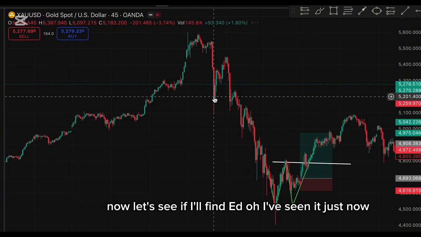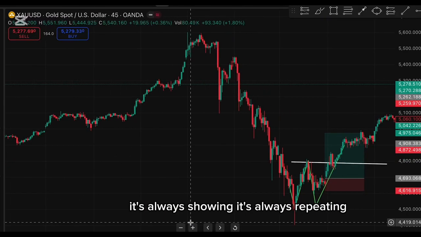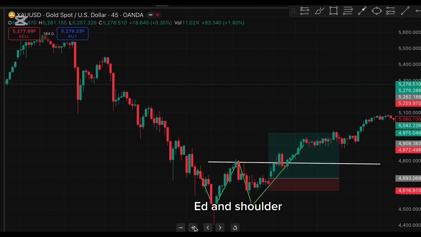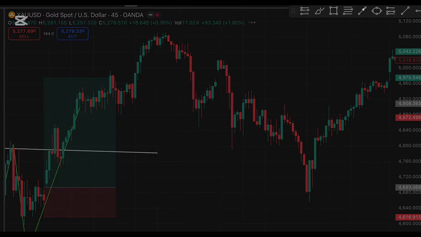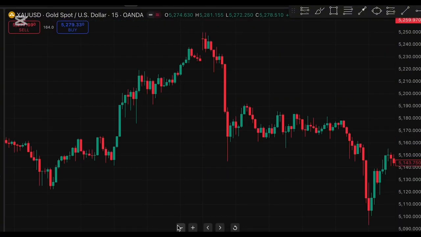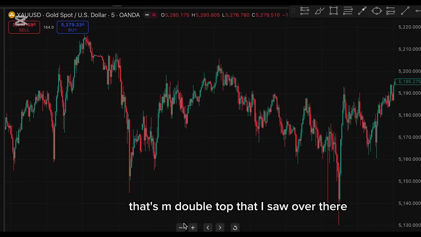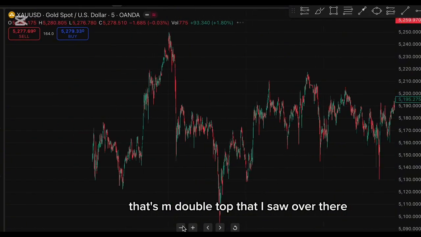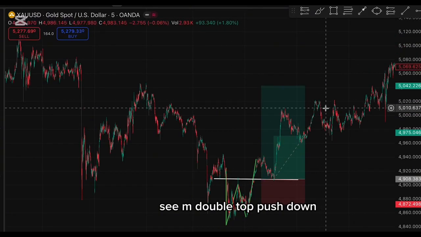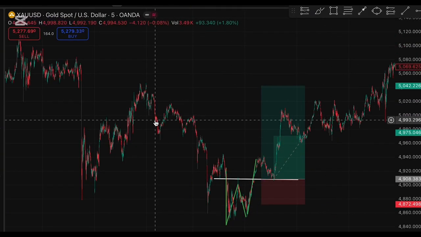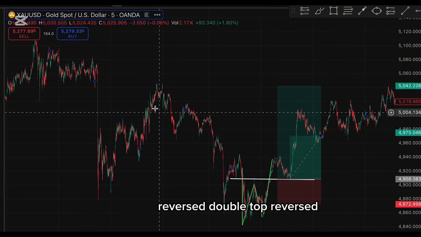Now let's see if I'll find head and shoulder. Oh, I've seen it just now. It's always showing, it's always repeating. Head and shoulder. Oh, look at this. That's M. Double top. That I saw over there. See M. Double top. Push down. Reversed. Double top. Reversed.